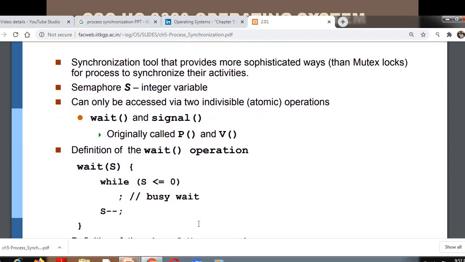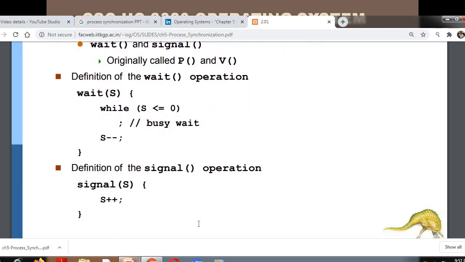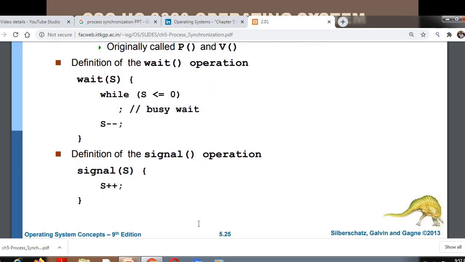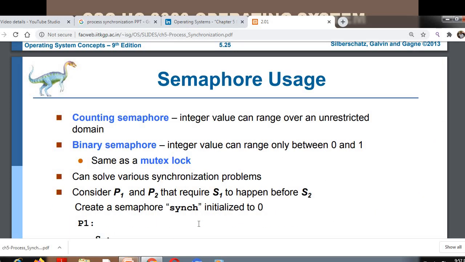The definition of the wait operation: wait(S) loops while S is less than or equal to 0, busy waiting; once S is positive, S is decremented. The definition of the signal operation: signal(S) increments S. A counting semaphore has an integer value that can range over an unrestricted domain. A binary semaphore has an integer value that can range only between 0 and 1, the same as a mutex lock.